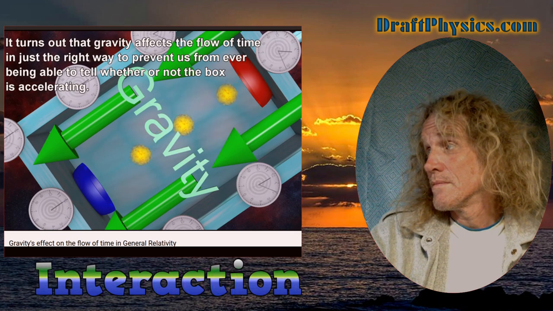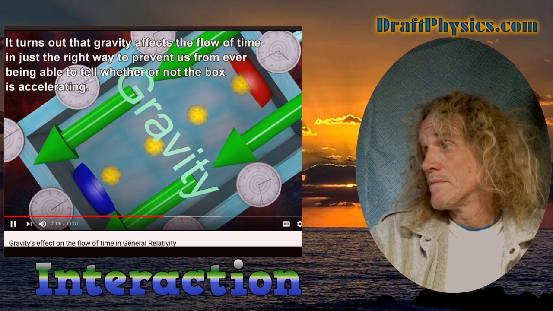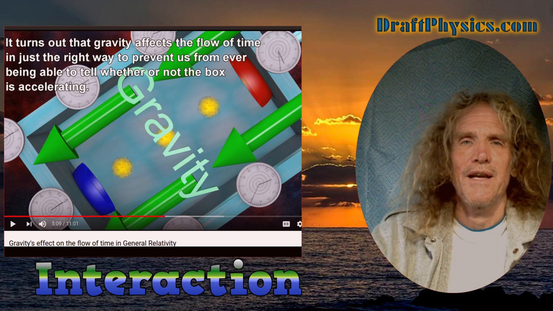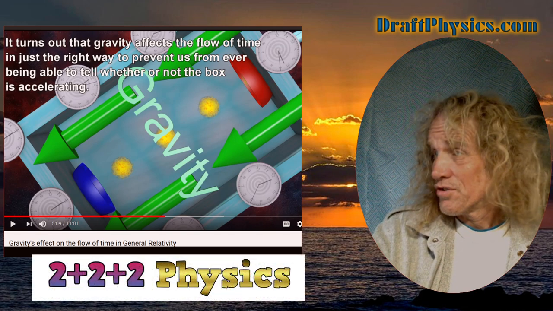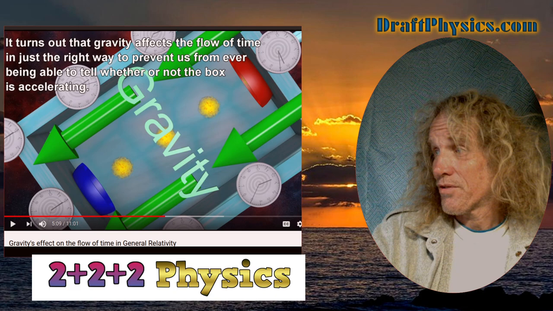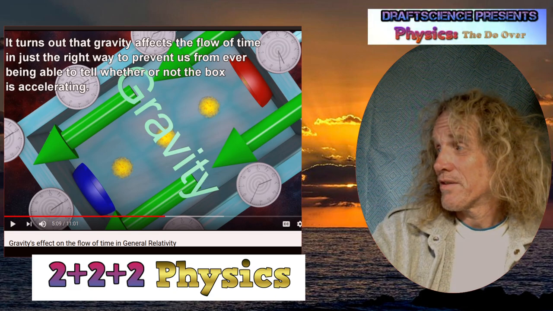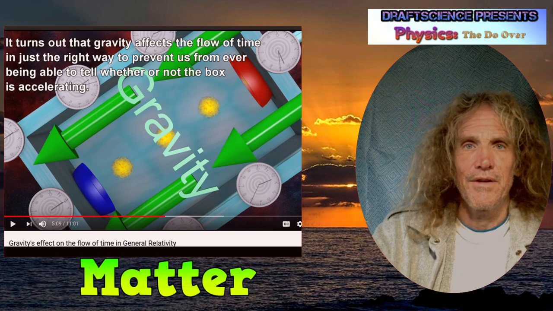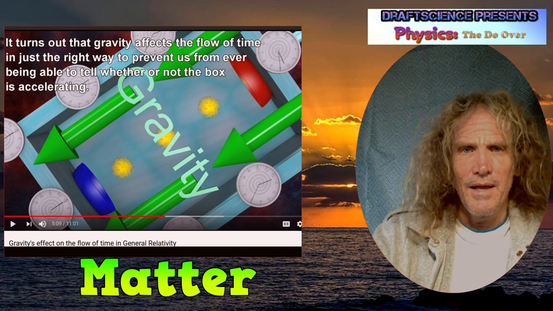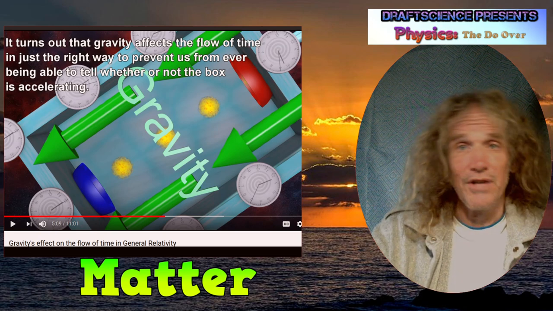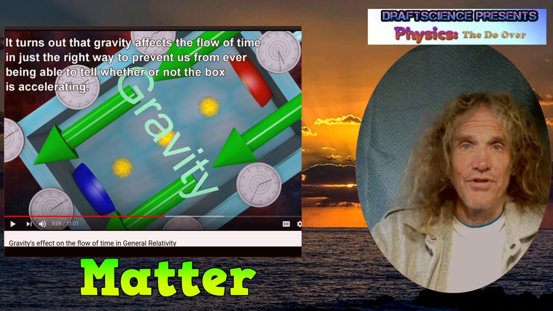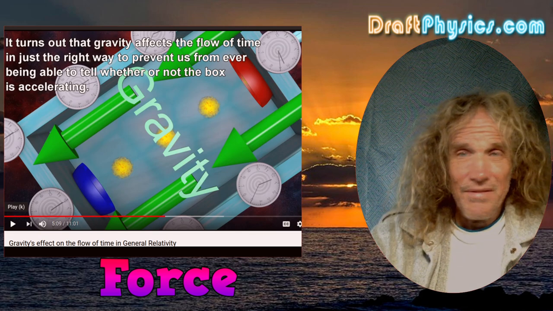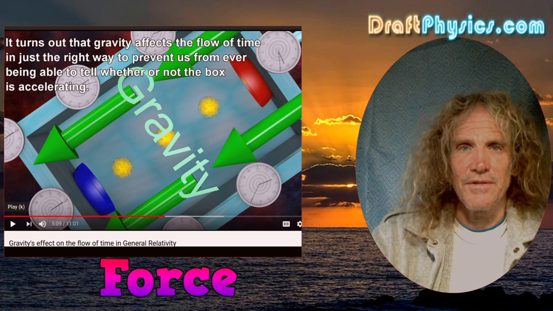It turns out that gravity affects the flow of time in just the right way to prevent us from ever being able to tell whether or not the box is accelerating. Right. So again, if they shot the photon sideways, that's not going to save you. Even in Einstein's own thought experiment, I just don't understand why anybody can't figure this out. Obviously, if you shoot the photon sideways, you'll not see them hit perpendicular at the right location on the other side of the ship, because the other side of the ship left while the photons were traveling, and therefore that'll show you exactly how fast you're going. So this is easily broken, these assertions.